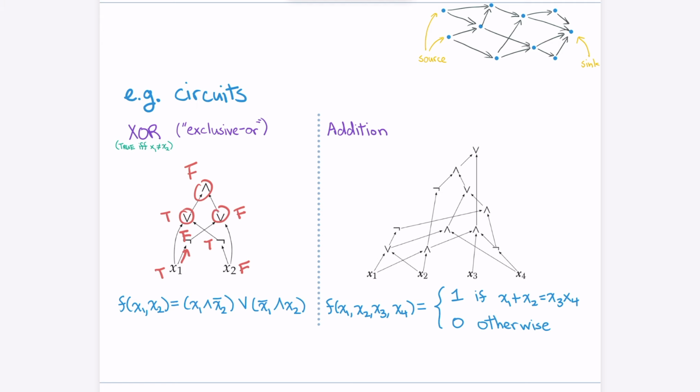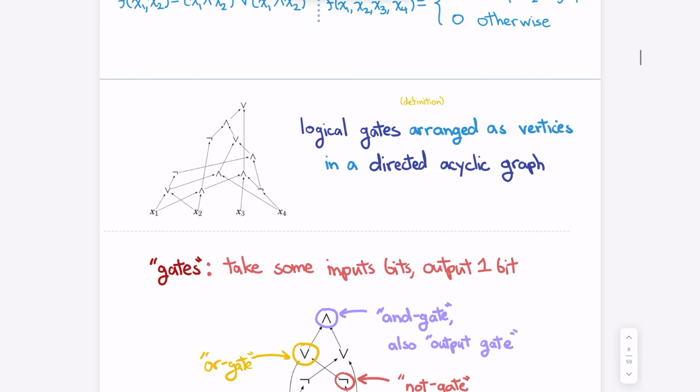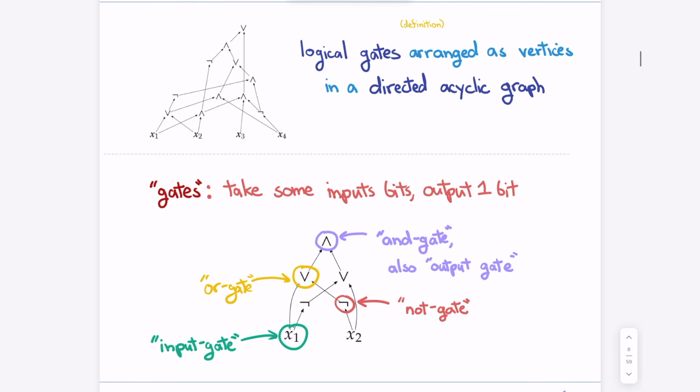All right, so that would be some circuits in the wild, or DAGs in the wild. And right, so we have these logical gates, and presumably you may have seen some of these before. AND gates, OR gates, or NOT gates. They're going to take the input and apply the corresponding Boolean operation to it.